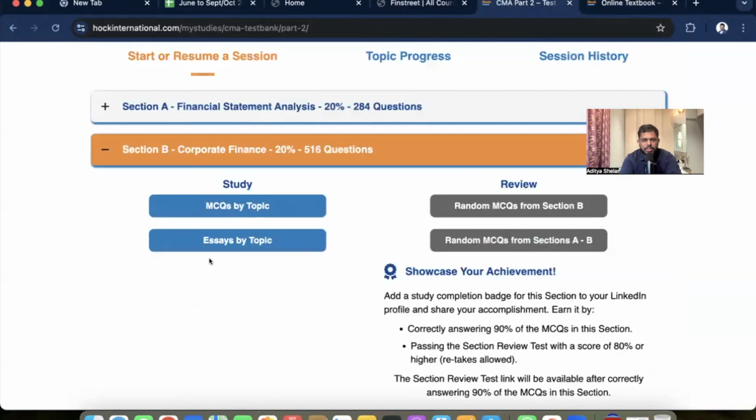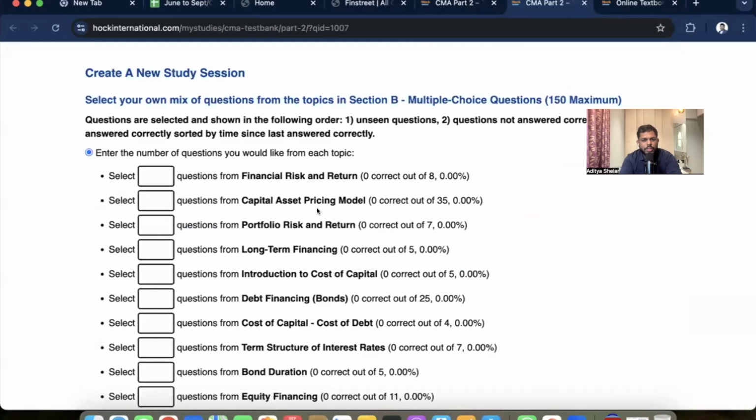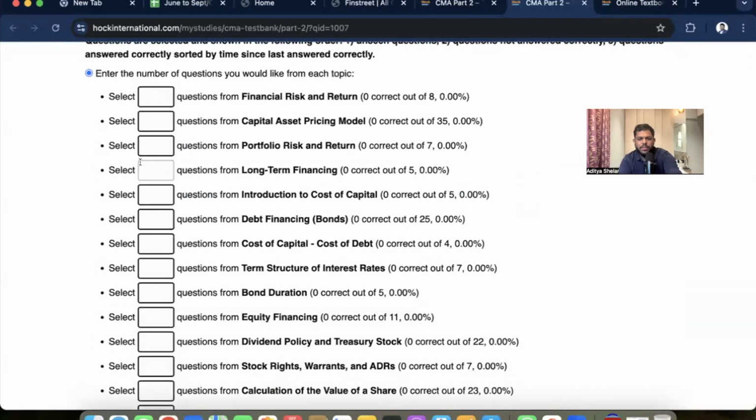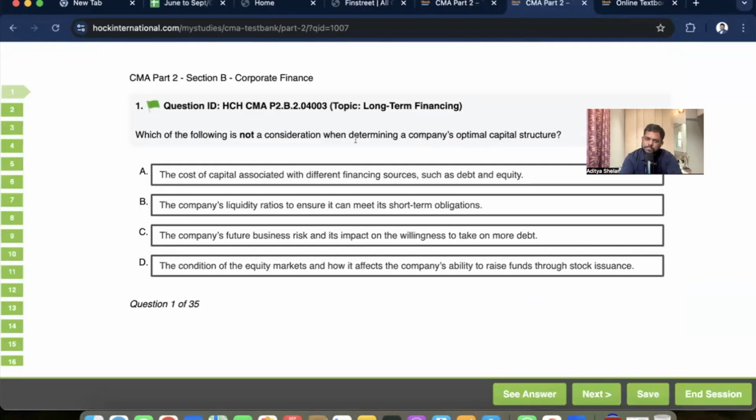That is the first assignment. The second is going to MCQs by topic. Over here, I assign you, let's say, LTFM 5 questions, cost of capital 5 questions, debt financing 25 questions, and I ask you to practice. Once you click on start session, MCQs will start. So this is how you will get access to two LMSs.